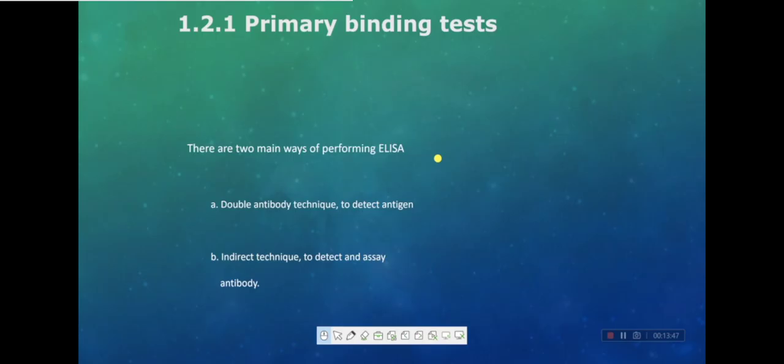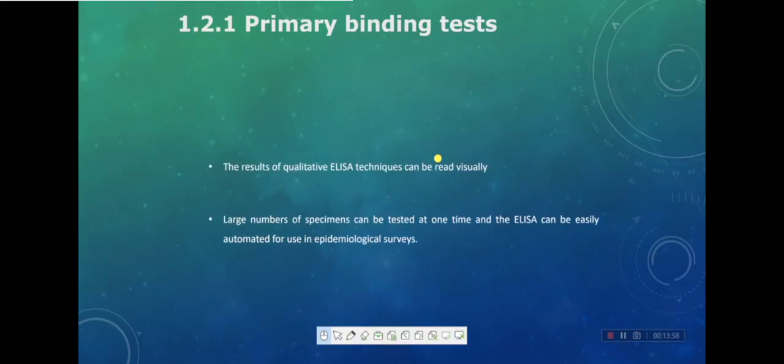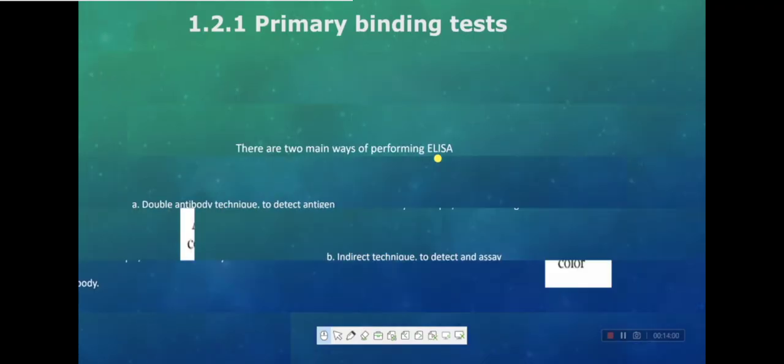Now talking about the types of ELISA. ELISA can be performed as the double antibody technique, which is performed to detect the antigen, and the indirect technique, which is used to detect and assay the antibody, right?